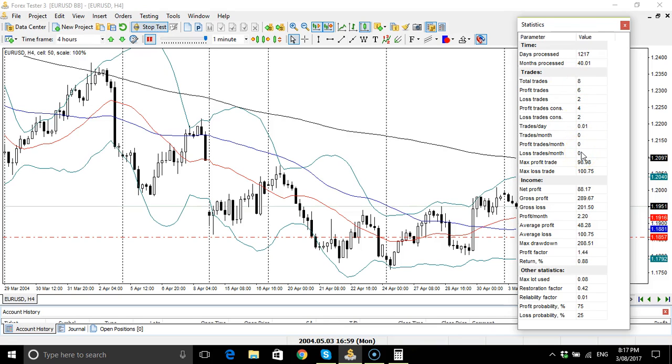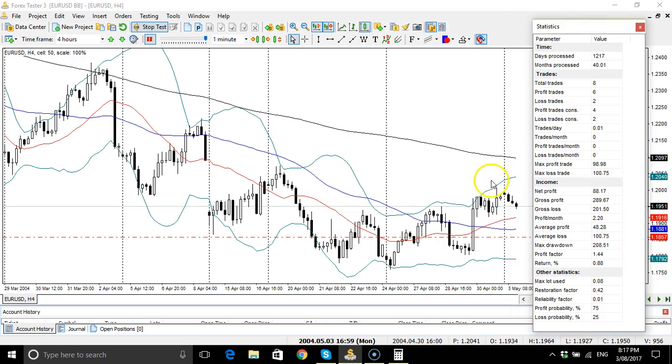So look, a problem that I do have is that if a trade is running in my favor, let's say I sell, I just take it out instead of holding it. That's a problem of mine. So that's something I'm addressing, because obviously you can see that here with the max profit trade, which is $98, max loss, which was 107, or $100.75.